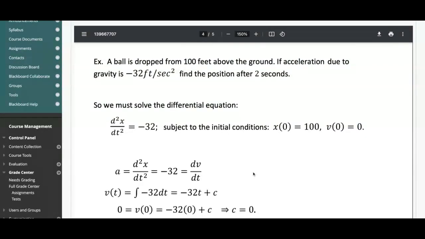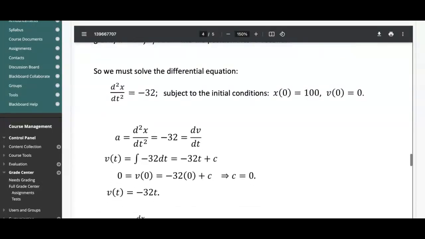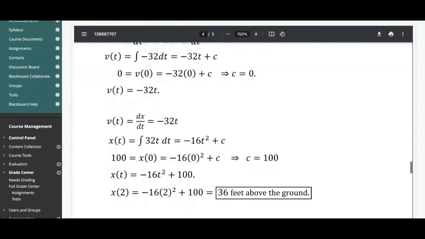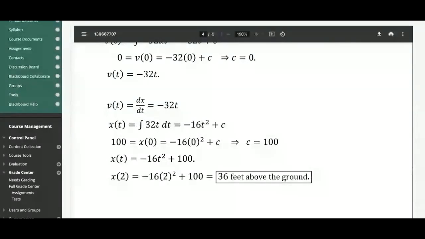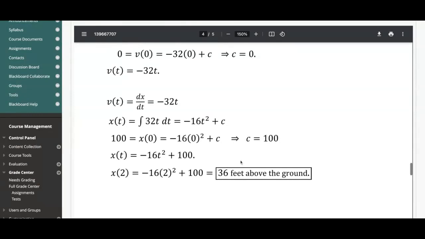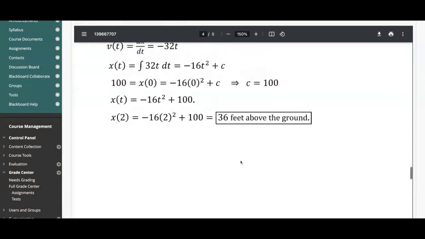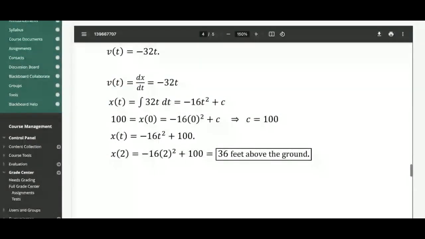Any other questions? All right, so that's it. So after 2 seconds, the position is 36 feet above the ground.